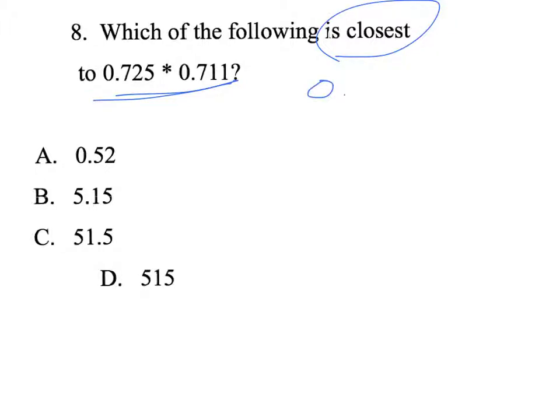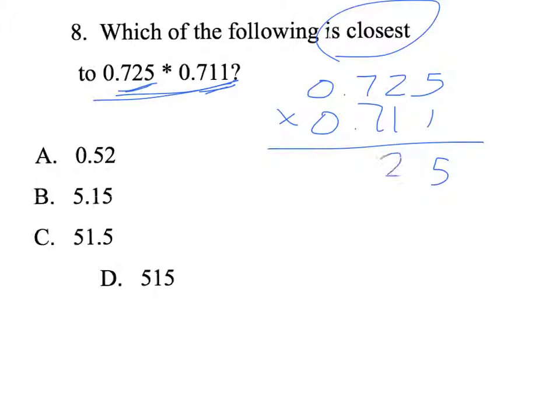With decimal multiplication, we don't have to line up the decimals, we just have to line up the digits. So in this case, though, the decimals line up because I have 3 after and 3 after, so it kind of lines up in the correct columns. So again, guys, it's just multiplication. 5 times 1 is 5, 1 times 2 is 2, 1 times 7 is 7, 1 times 0 is 0.